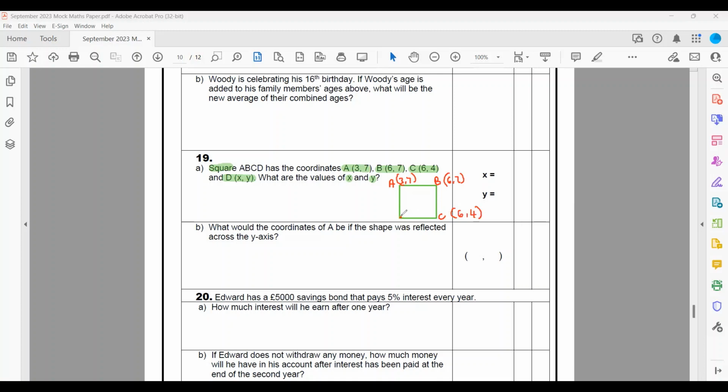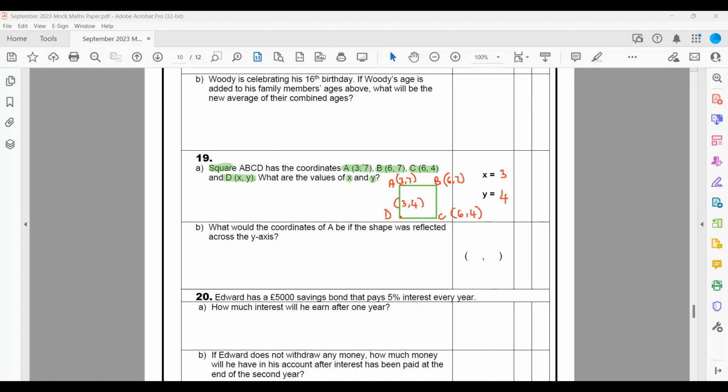So point D is this point here. Point D's x coordinate is going to be in line with point A, so it will have an x coordinate of 3. And point D's y coordinate is the same distance up the y-axis as C, so it will have the same y coordinate as C. That will give us (3, 4). So if it helps to draw it out, you can do.